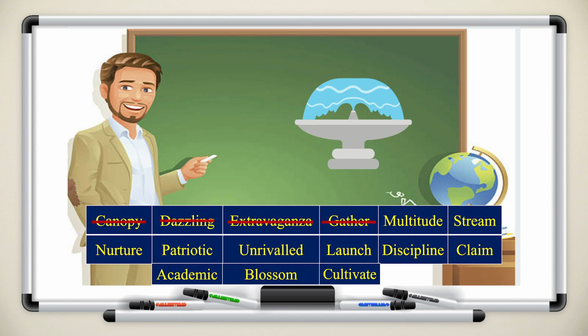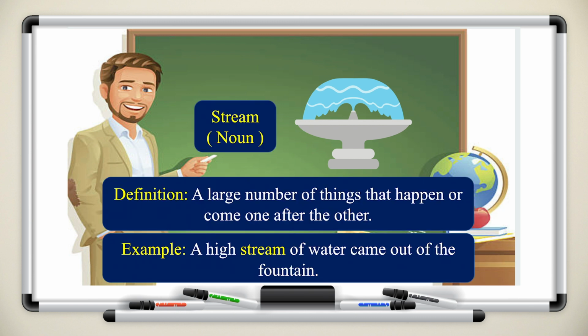And this picture referred to the word stream. The definition of this word is a large number of things that happen or come one after the other. Here's an example. A stream of water came out of the fountain.